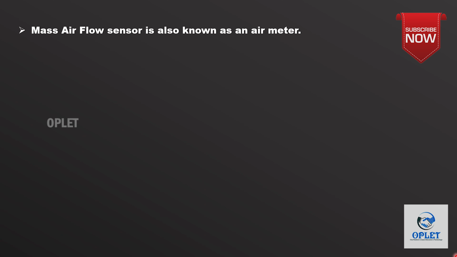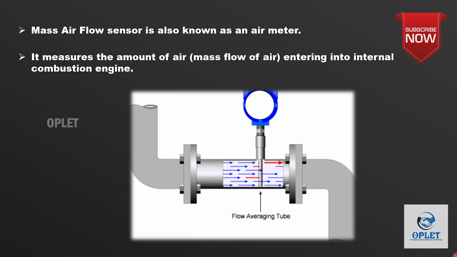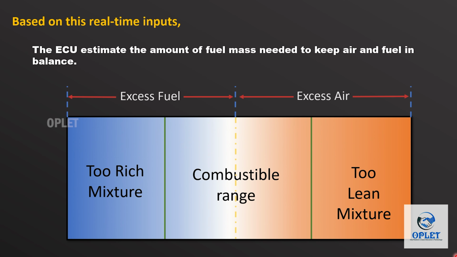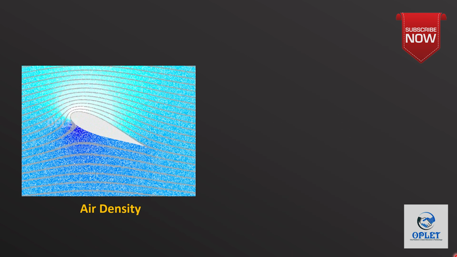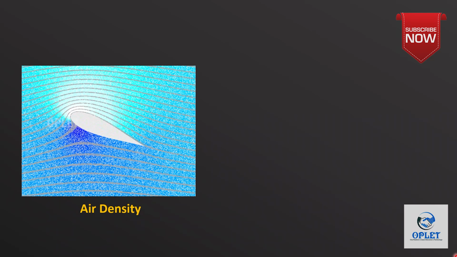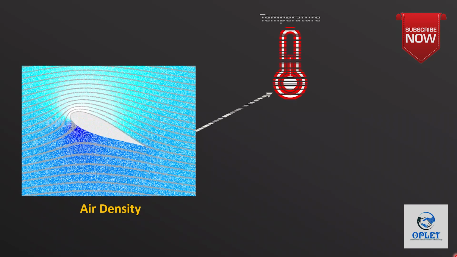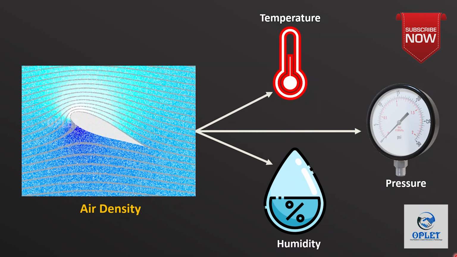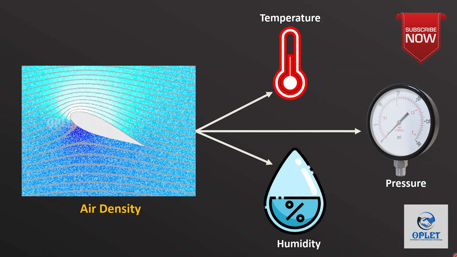A mass airflow sensor is also known as an air meter. It measures the amount of air entering the internal combustion engine. Based on these real-time inputs, the engine control unit estimates the amount of fuel mass needed to keep air and fuel in balance. Additionally, note that air density changes with the temperature, pressure, humidity, etc. That is where again the mass airflow sensor helps.